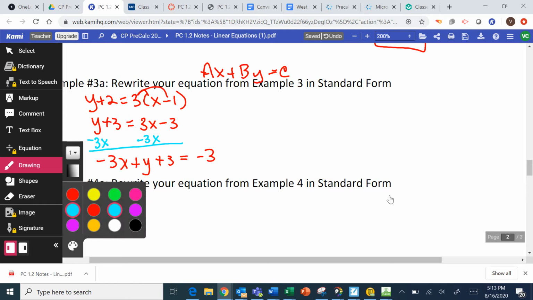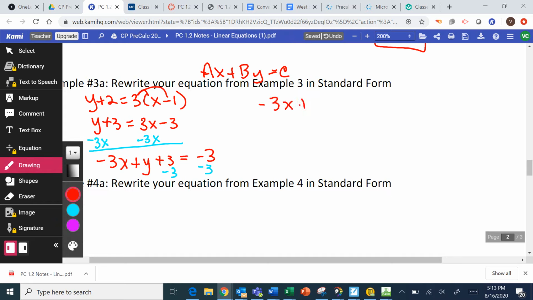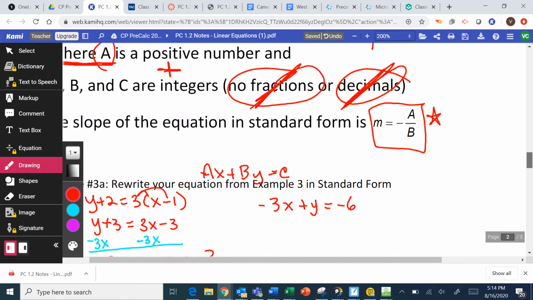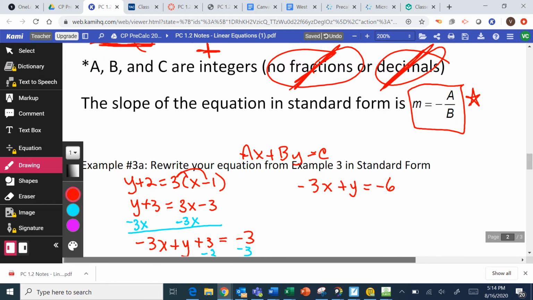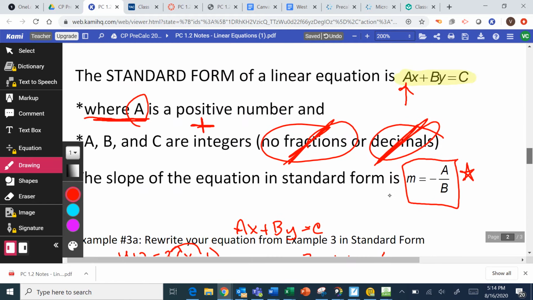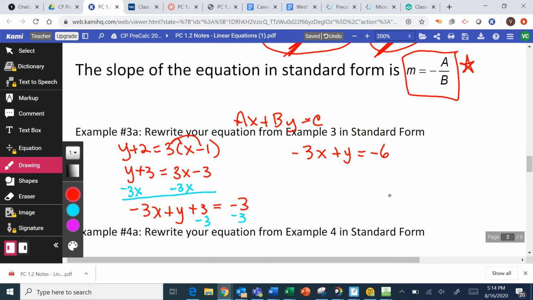And then from there, we would subtract 3, and we would get negative 3x plus y equals negative 6. Then you need to go check. Up here it says a has to be a positive number, where a is a positive number. A has to be a positive number, and when I'm looking at x plus by equals c, I have a negative number for a.